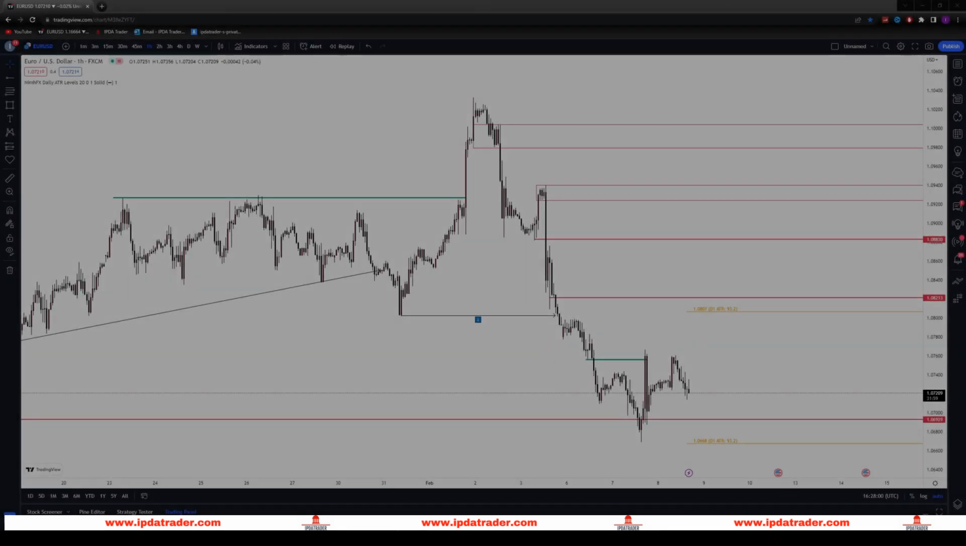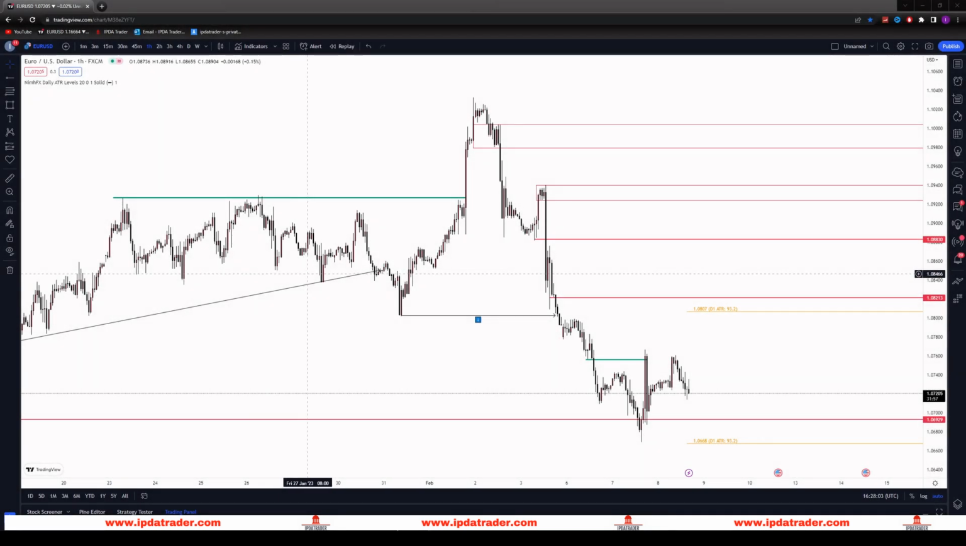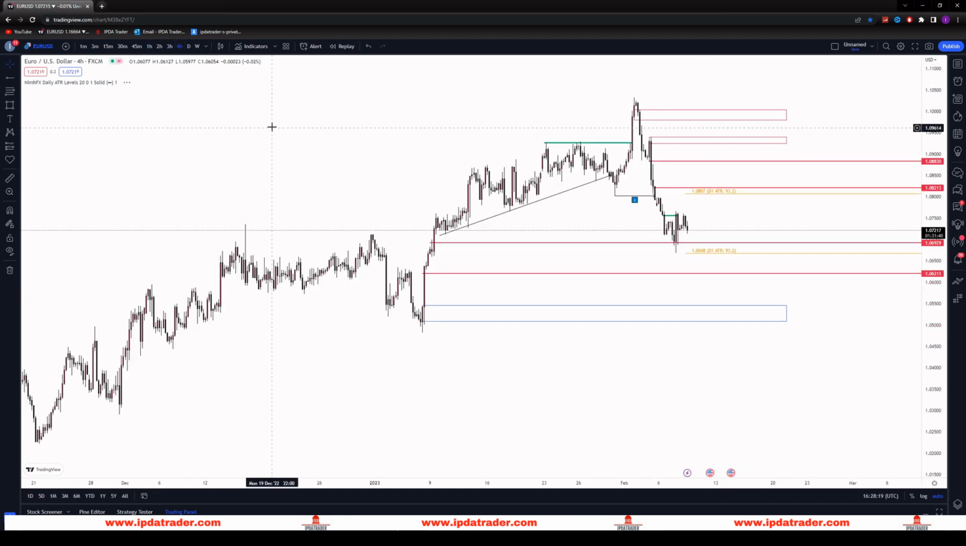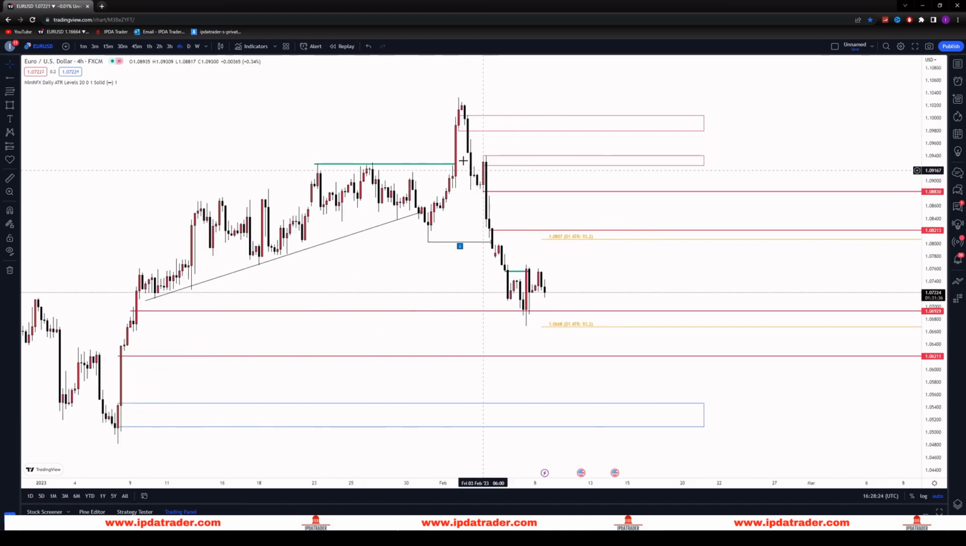Alright traders, so here we are on the charts again. And as we said before, we're going to be taking a look at a method for high probability trades using naked levels, which will provide you with high probability opportunities. So before we dive deep into it, let's go to a slightly higher time frame and let's take a look at what has been happening with this Euro USD.